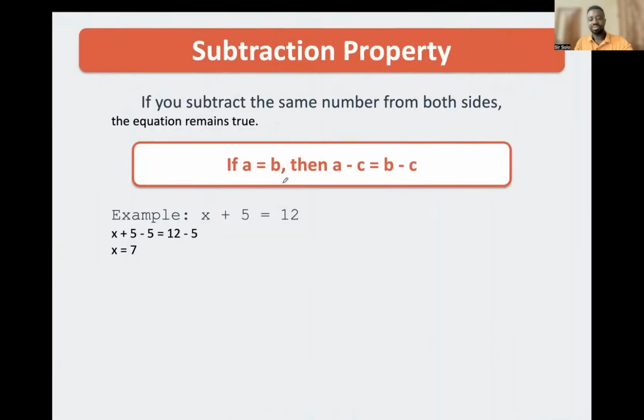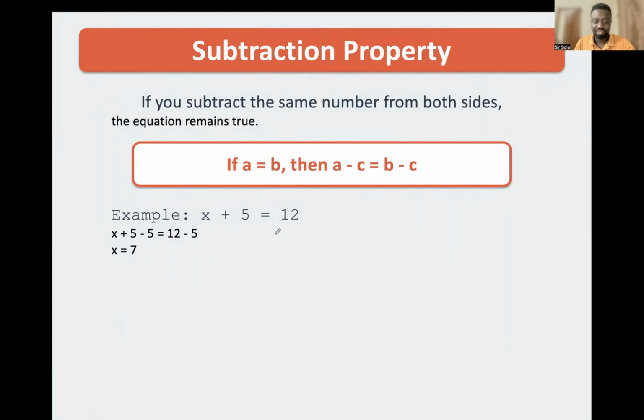Now let's move on to the subtraction property. In the subtraction property, we say if A is equal to B, then A minus C is equal to B minus C. Whatever you do to the left side, you do the same to the right side, the same number on the other side.